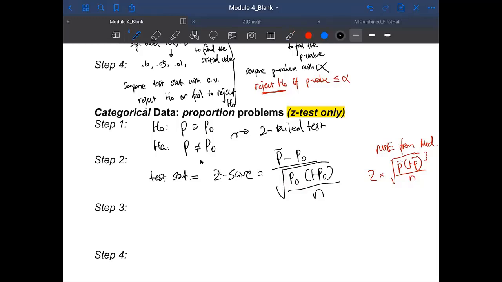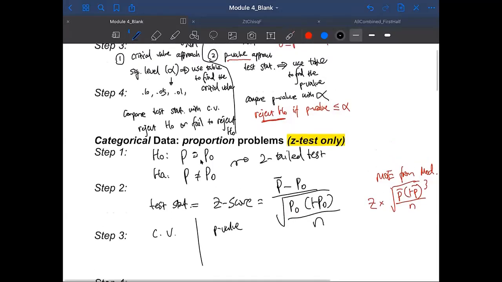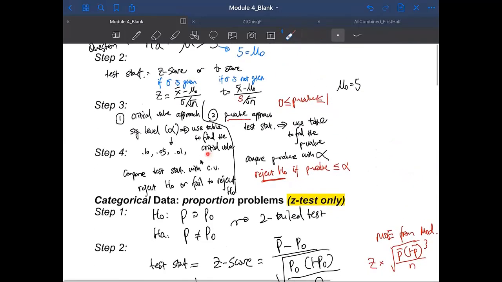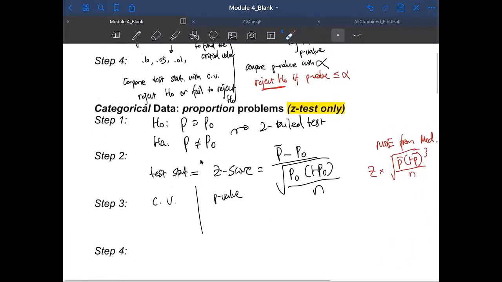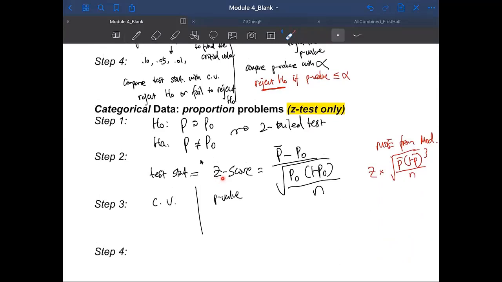I will just continue here. For step 3, you could have a critical value approach, and you could also have a p-value approach. Everything is pretty much the same as what we talked about earlier, because you're going to use a z-score here. The conclusions are going to be the same as well. Any questions so far?